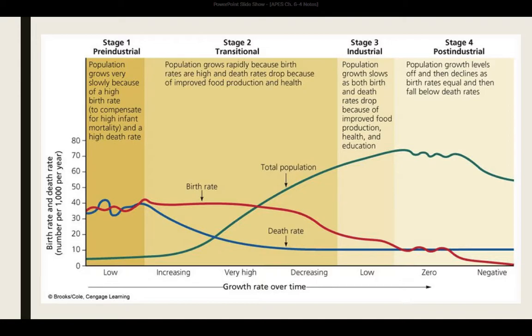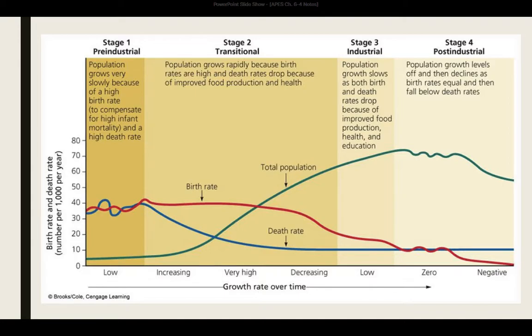Stage 1, pre-industrial. Population grows very slowly because of a high birth rate and a high death rate. Stage 2, transitional. Population grows rapidly because birth rates are high and death rates drop because of improved food production and health.